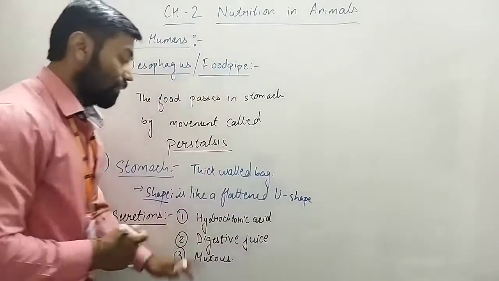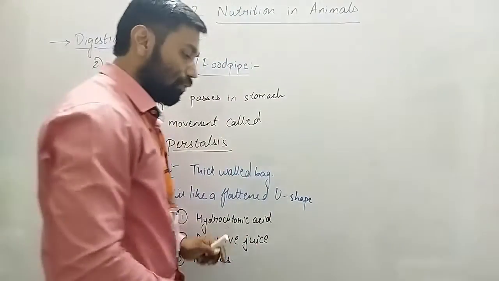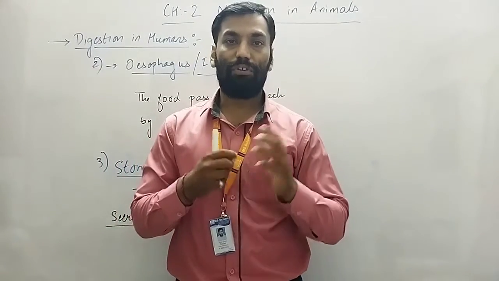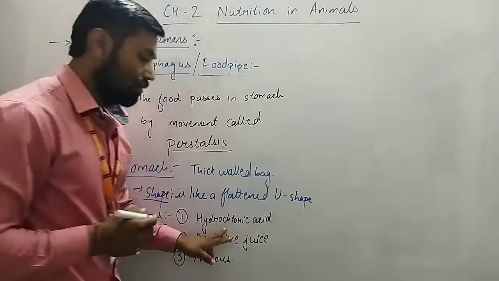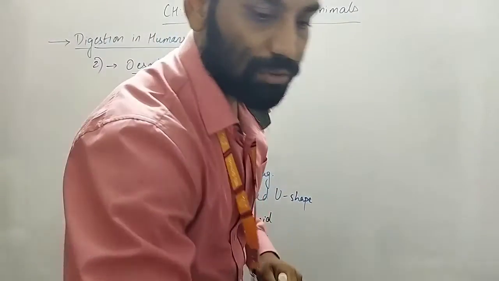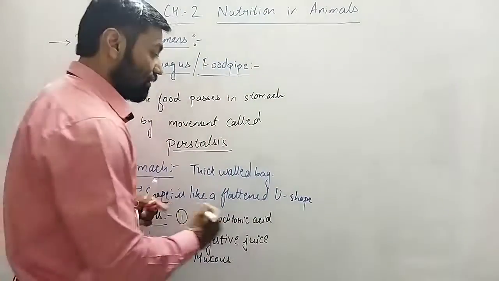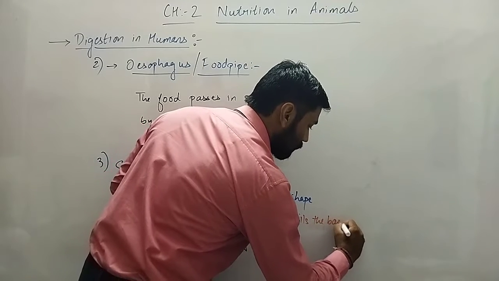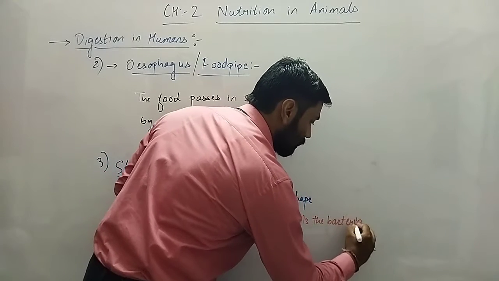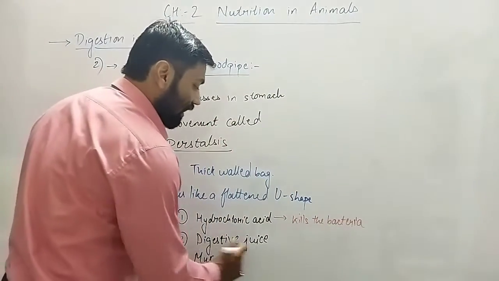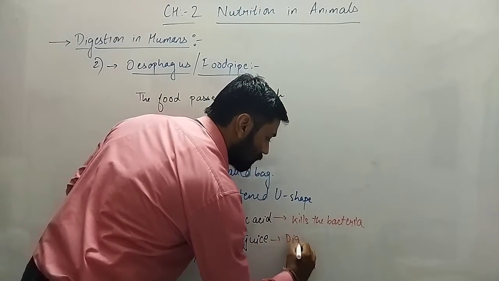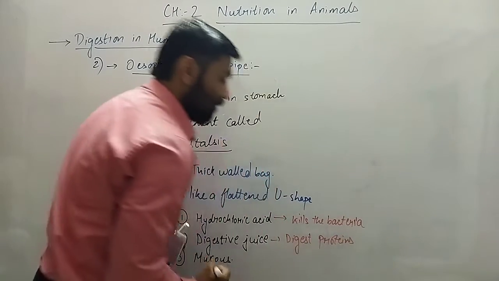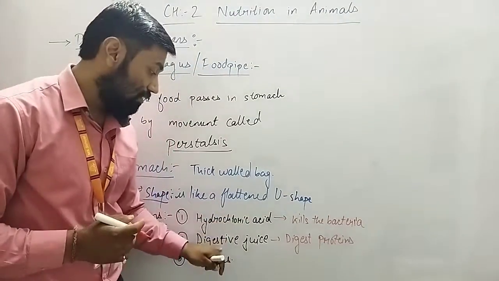So let us see what each of them does. Whatever food we are eating might contain various microorganisms and bacteria. Hydrochloric acid kills the microorganisms. So the function of hydrochloric acid is to kill the bacteria. What is the function of digestive juice? It digests proteins. So digestion of protein starts in the stomach.